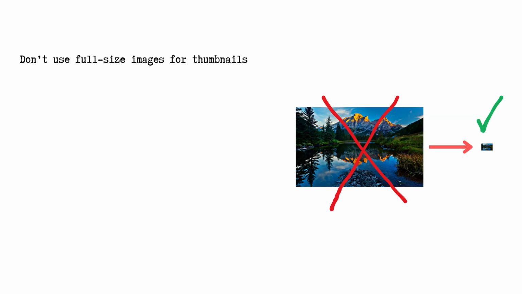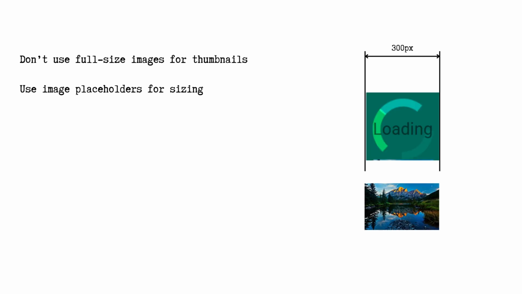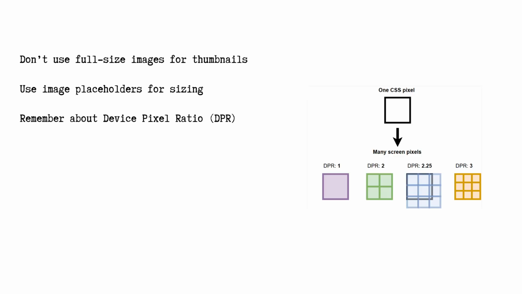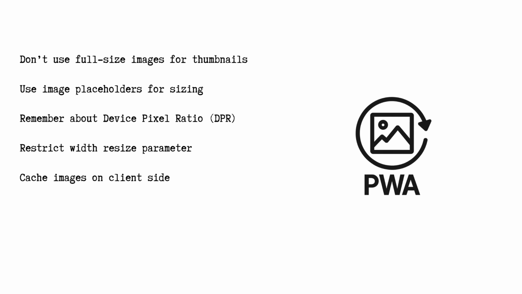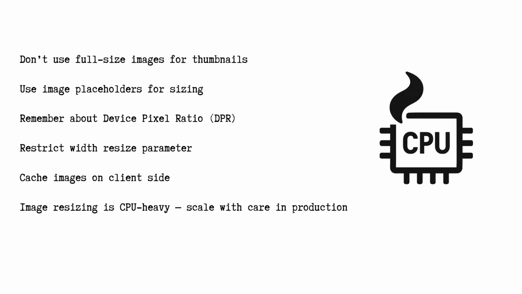Using full-size images for thumbnails is inefficient. Resize them to save bandwidth and improve performance. Consider using image placeholders to dynamically detect the required dimensions. Don't forget to account for device pixel ratio when determining image sizes. Restrict the width resize parameter to prevent abuse and ensure security. Cache images after the first load to reduce server load and speed up future requests. Keep in mind that image resizing is CPU intensive. Scale carefully, especially in production environments.